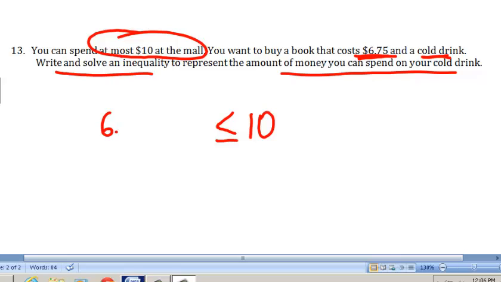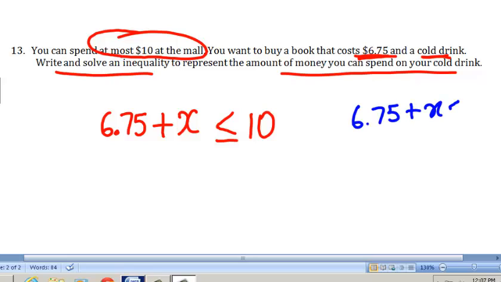What did I already buy? I already bought a book, and I want to buy a cold drink. Do I know how much it can be? No. So I'm going to put an x there because I don't know it. Now we have our inequality. This is the inequality. Then we go ahead and we solve it.